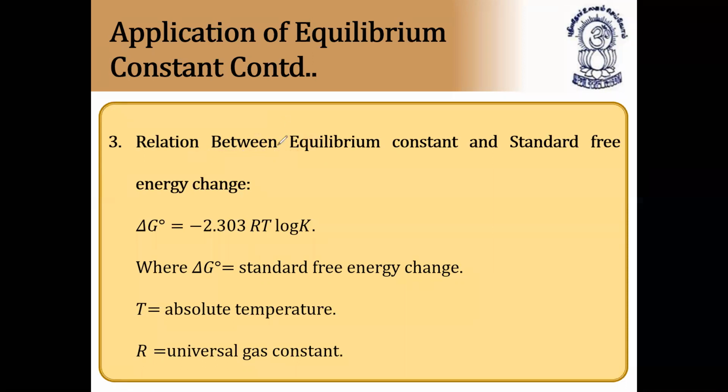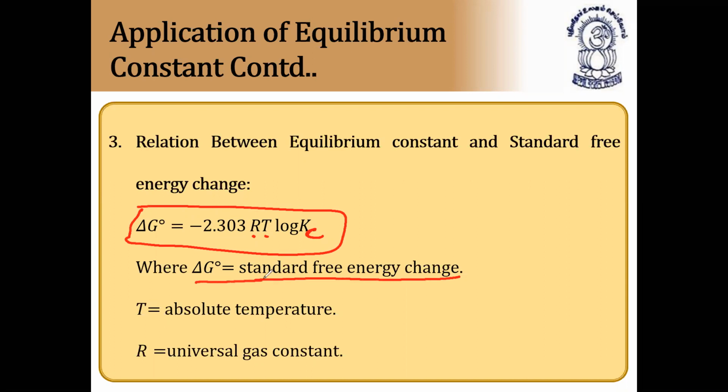This we have done in thermodynamics also. If you can remember this formula, standard free energy change delta G degree is equal to minus 2.303 RT log Kc, where R is the universal gas constant, T is the absolute temperature, and Kc is the equilibrium constant. Delta G is the standard free energy change. So this is very, very important.